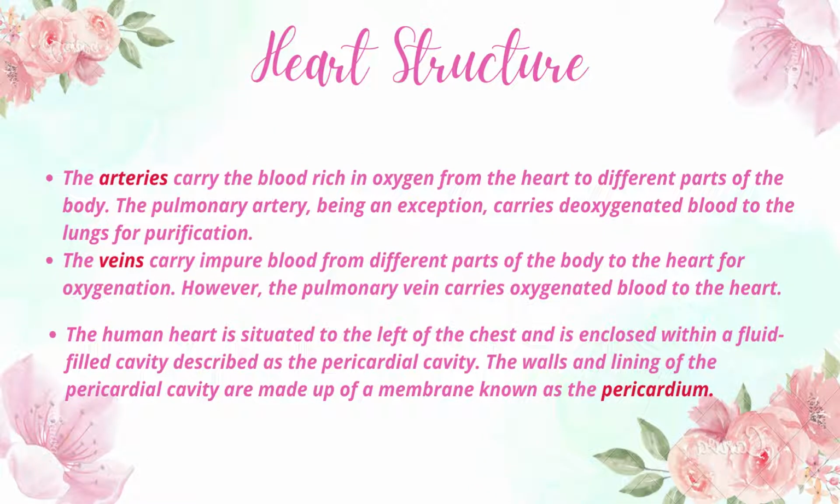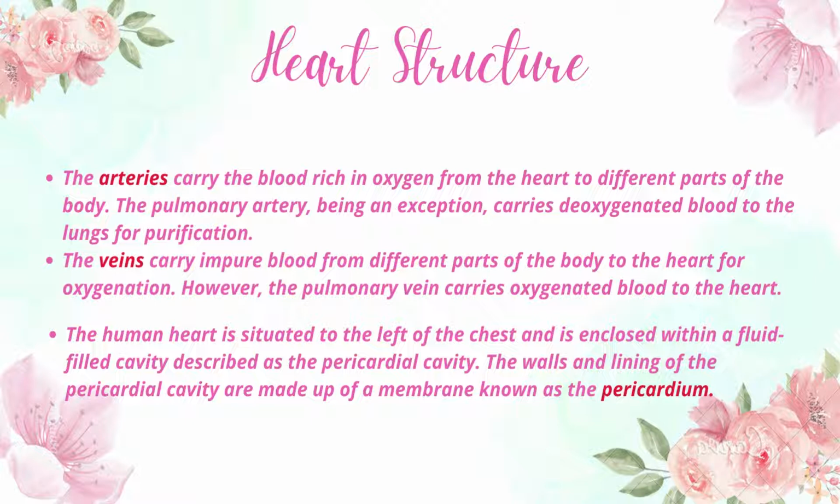The arteries carry the blood rich in oxygen from heart to different parts of the body. The pulmonary artery, being an exception, carries deoxygenated blood to the lungs for purification. The veins carry impure blood from different parts of the body to the heart for oxygenation. However, the pulmonary vein carries the oxygenated blood to the heart.